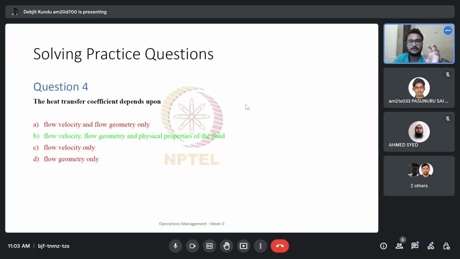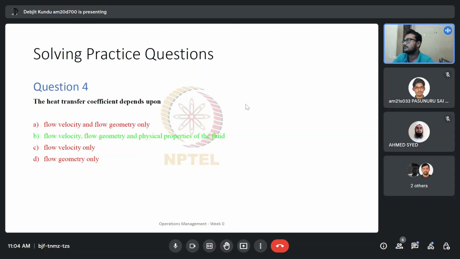Next comes geometry. The configuration and geometry of that body heavily influences the heat transfer coefficient. And lastly, the physical properties of the fluid. If a fluid has a higher heat capacity or higher conductive properties, that will also enhance the heat transfer from the solid surface into the fluid. So all these three factors would influence the convective heat transfer coefficient, which is why option B would be the correct one. I hope that's okay with everyone.